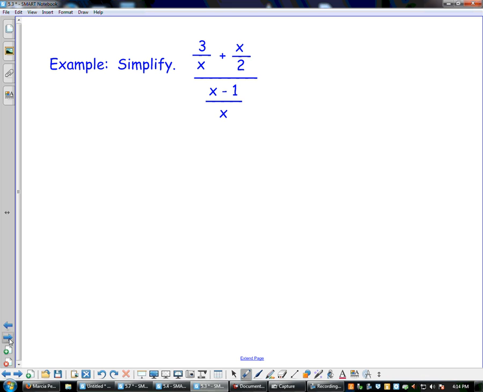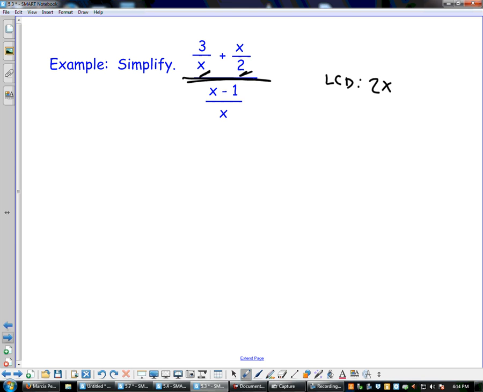Okay, so for this example, we are simplifying this complex fraction. And so with this one, we want to get a common denominator. Let's just work with the numerator. So we're only working kind of above this line right now. So we want to get a common denominator in the numerator. The least common denominator between x and 2 is going to be 2x.